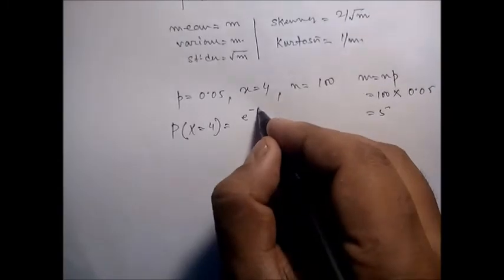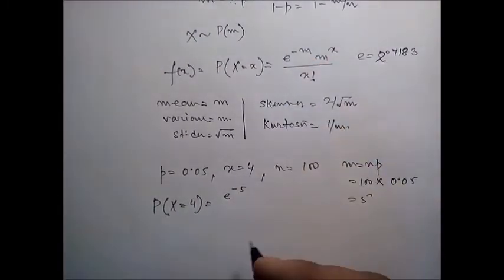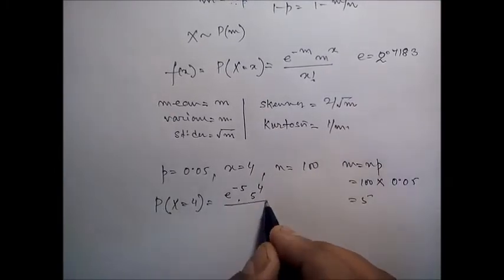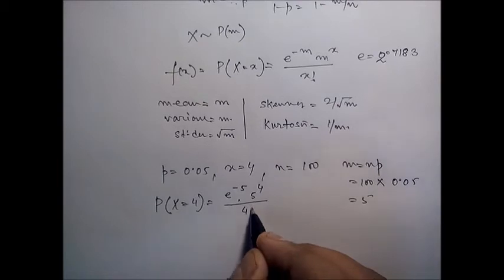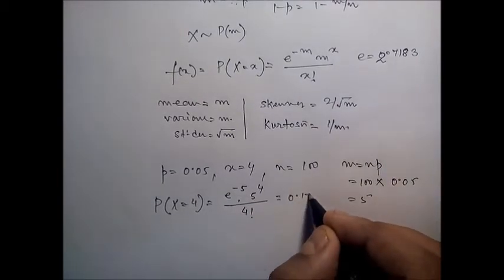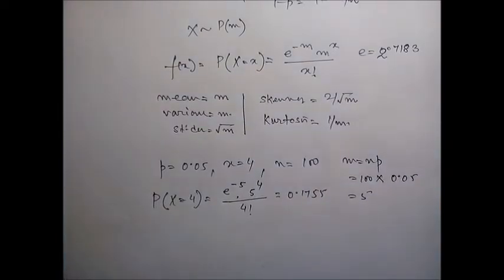So e to the power minus 5, already you know the formula, e to the power minus m, m to the power x, so e to the power minus 5, 5 to the power 4 by 4 factorial. So the answer is 0.1755. So the probability of exactly 4 defective in the sample is 0.1755.